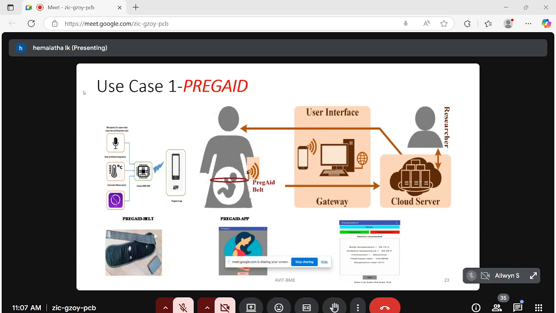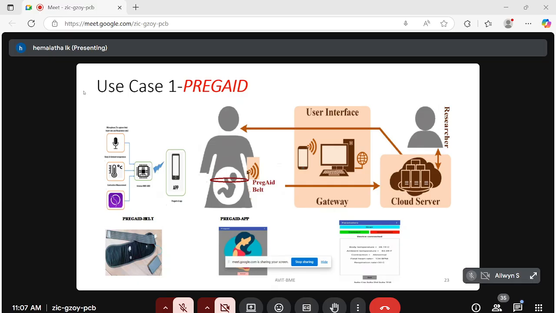Considering this particular application, it is a pregnancy monitoring belt which we have developed, and this belt is embedded with suitable sensors to monitor the temperature of the pregnant woman and the muscle activity. Through the muscle activity, we are calculating the fetal heart rate, and how many times the baby is kicking, as well as the ECG of the mother. All these parameters are sensed by the various sensors, processed by the controller, and stored in the cloud server, and later transmitted through the mobile application, the Brigade app, to the physician.